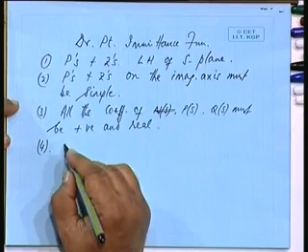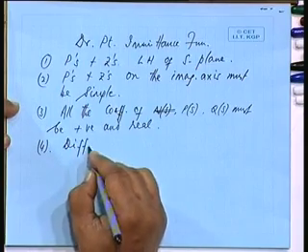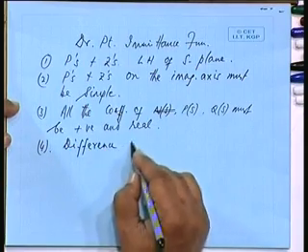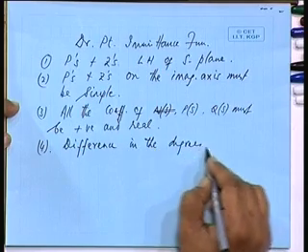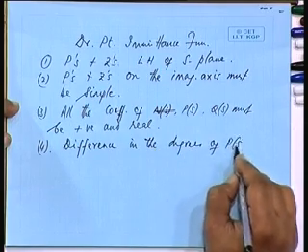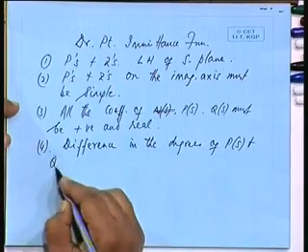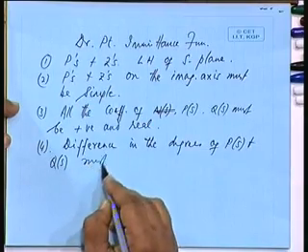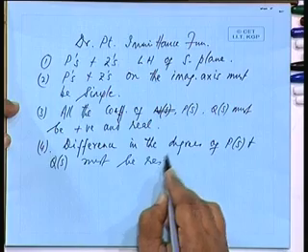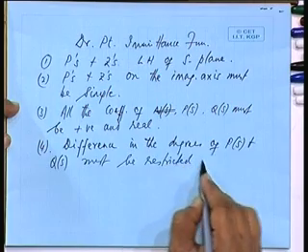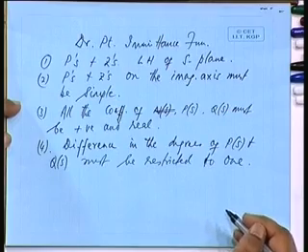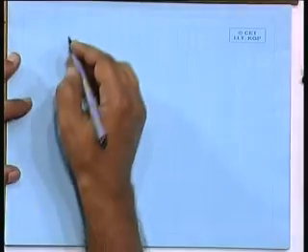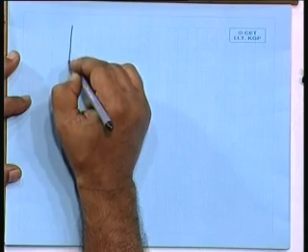Then the difference in the degree of P(s) and Q(s), the degrees of P(s) and Q(s) must be restricted to 1. All right, difference in the degrees must be restricted to 1. We will draw a diagram.